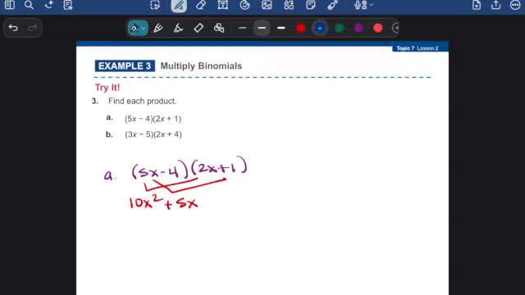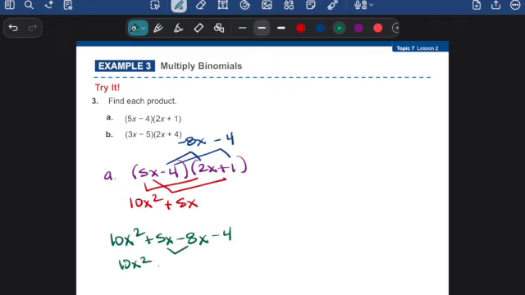Then I'm going to have my arrows on the top. Make sure you're careful. That's a negative 4. Negative 4 times 2 is negative 8 times the x. And distribute the negative 4 to the 1. Negative 4 times 1 is negative 4. Then write it all out. 10x squared plus 5x minus 8x minus 4. Combine my linear terms. 10x squared minus 3x minus 4.